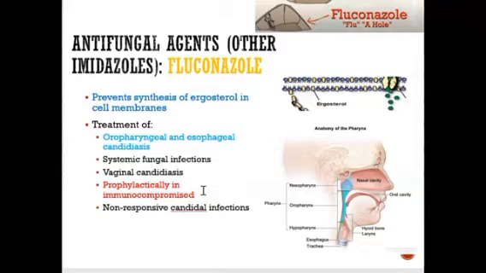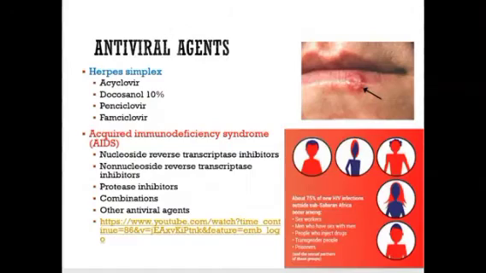allylamines. The allylamine example is terbinafine. Terbinafine inhibits the conversion of squalene to lanosterol by squalene epoxidase, with the accumulation of squalene causing cell death. This terbinafine is fungicidal, and shorter treatment courses are required. So the next one is griseofulvin.